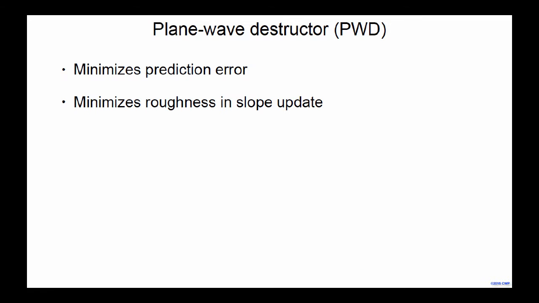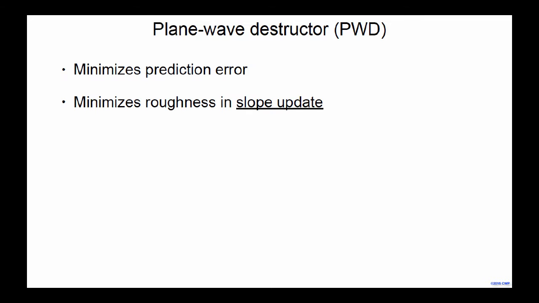The plane wave destructor method aims to minimize this discontinuity by not only minimizing the prediction error, but also including a regularization term, in which we minimize the roughness in the slope update. In other words, we want a smooth slope update.